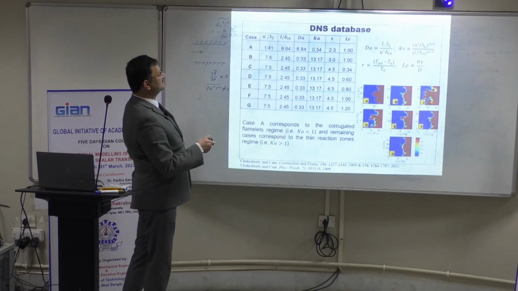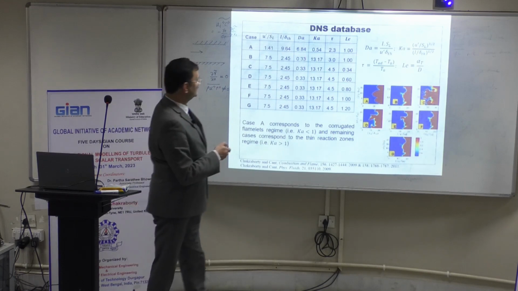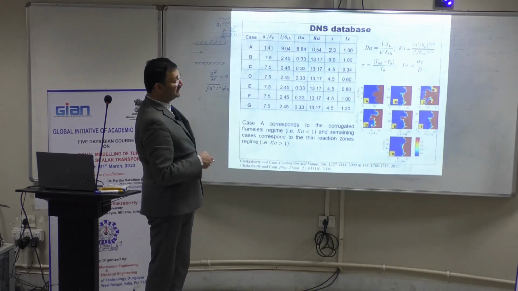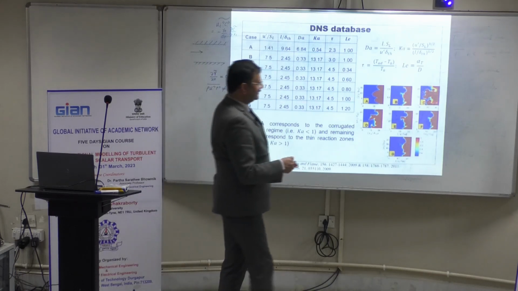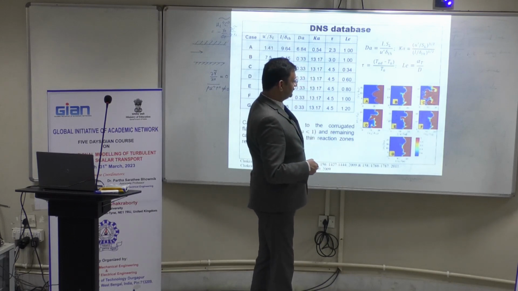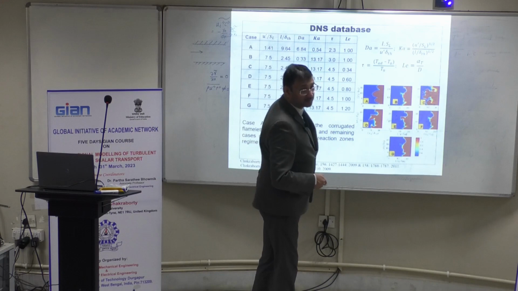And Lewis number is also changed. S, A, B, and F have unity Lewis number. Lewis number for C is 0.34, this is 0.6, 0.8, and this one 1.2.